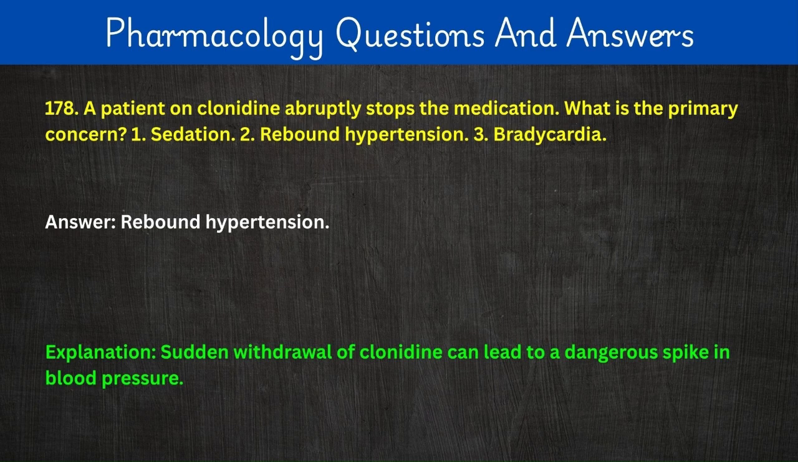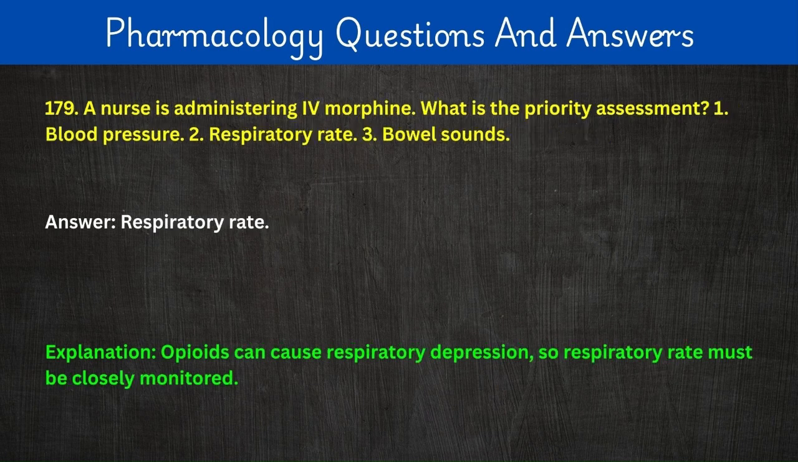178. A patient on clonidine abruptly stops the medication. What is the primary concern? 1. Sedation. 2. Rebound hypertension. 3. Bradycardia. Answer: rebound hypertension. Explanation: sudden withdrawal of clonidine can lead to a dangerous spike in blood pressure.